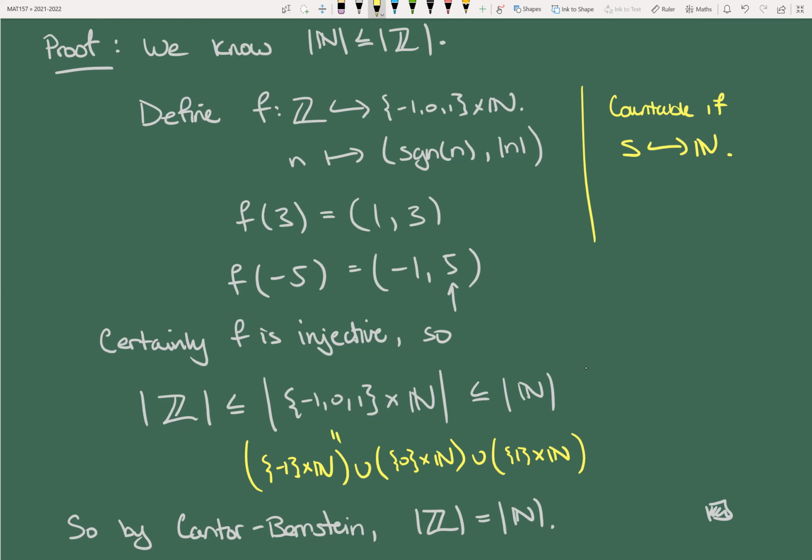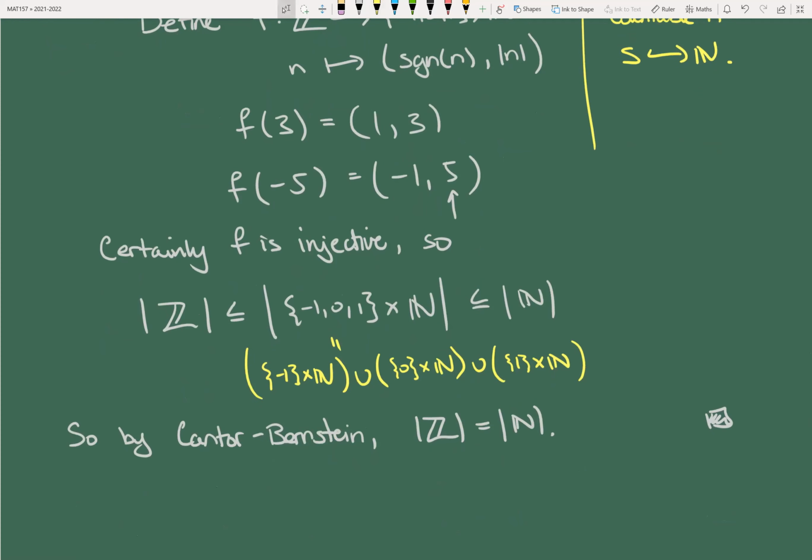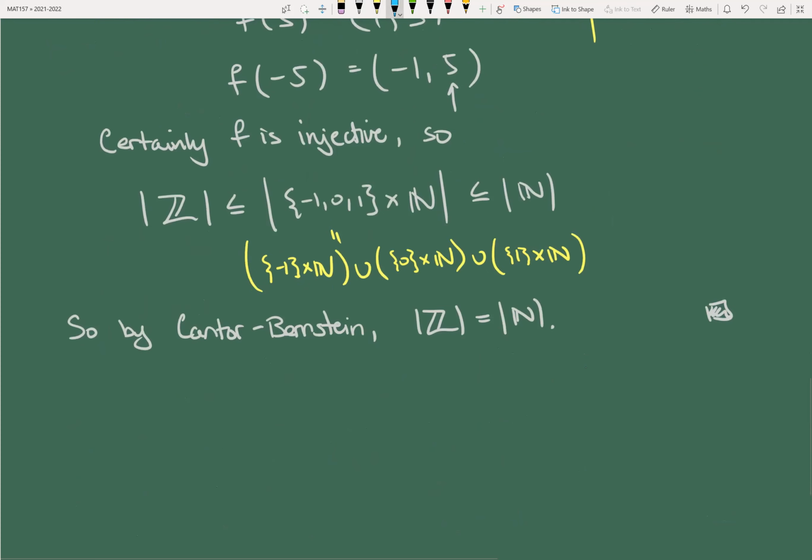Can I explain why it's -1, 0, 1 cross n, since there are 2 terms in the tuple, but 3 elements in the set? Okay, yeah. I'm just saying here that this thing, the -1, 0, 1, is where the sign lives. This is the sign of n. And then when it's cross n, this is the absolute value of n part. So when I said f of n is equal to sign n comma absolute value of n, this is where I'm saying this lives.